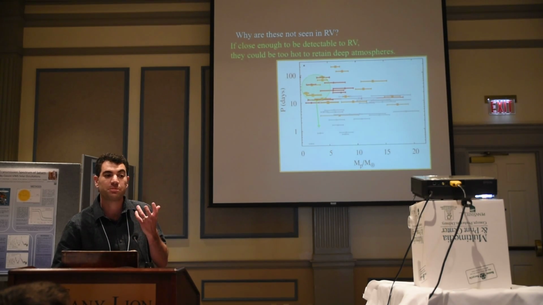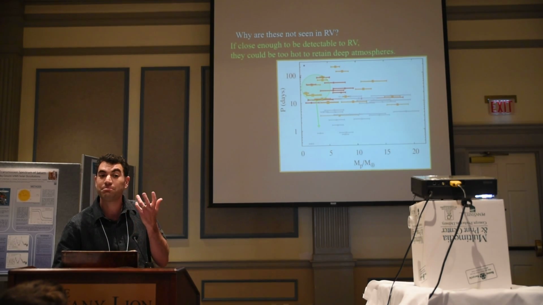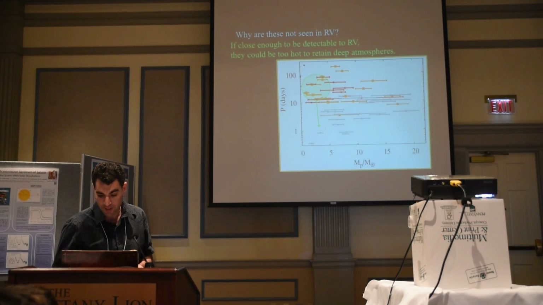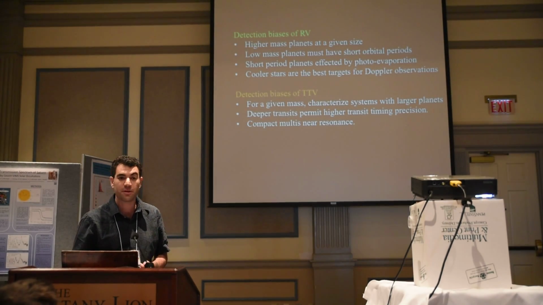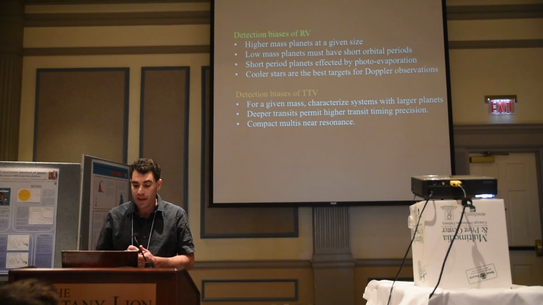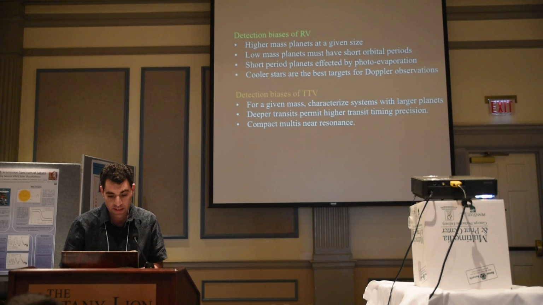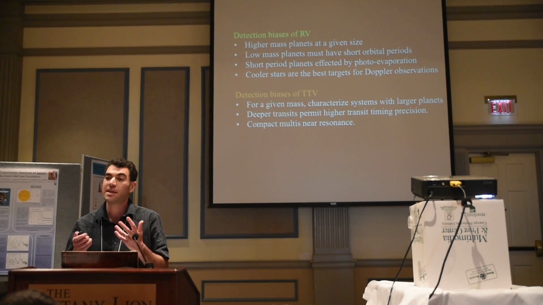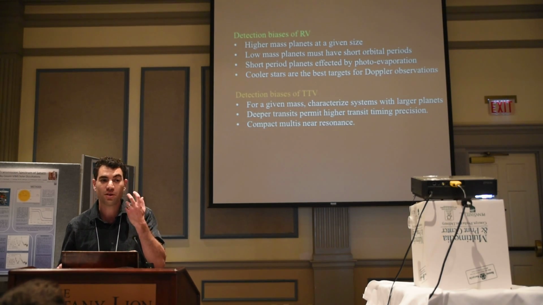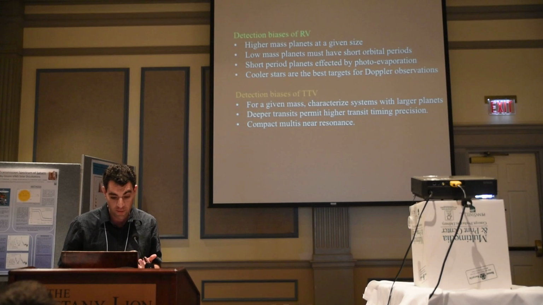And so those planets would just be too hot to retain their deep atmospheres. So there is a detection bias in RV against finding these extreme low density objects. So both techniques have their biases, and I'll just summarize them quickly. RV, high mass planets at a given size is what you're going to detect. And the low mass planets must have really short orbital periods. And this means that the lowest mass ones, the hot super Earths that have been characterized by RV, are too hot to have atmospheres anyway.